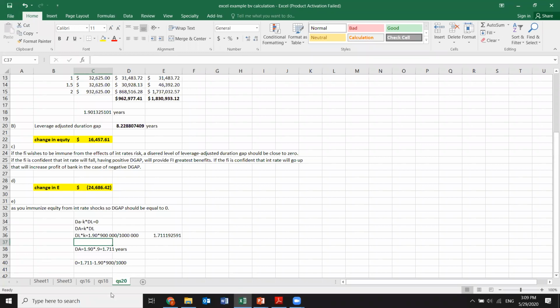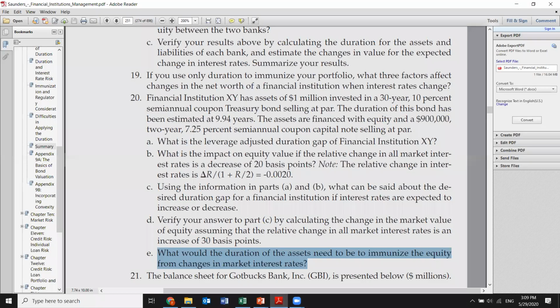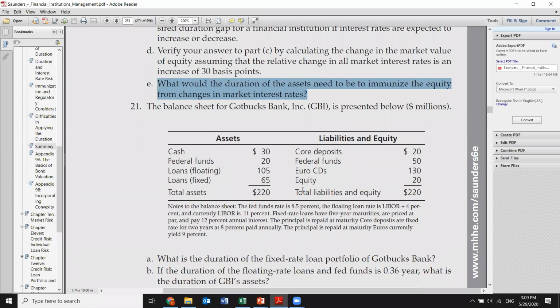Now, okay, this was question 20. There is another big comprehensive question, which is here. We're given the balance sheet in here, okay? A bit more comprehensive balance sheet: cash, federal funds, loans floating, loans fixed. And on the liability side, we have core deposits and Fed funds as well, Euro CDs and equity.